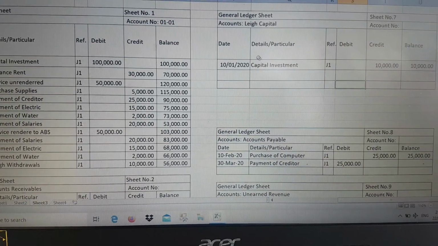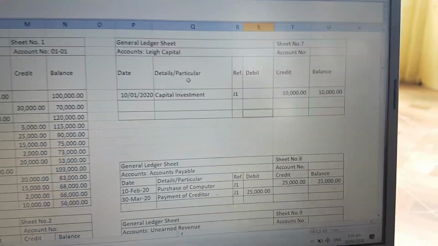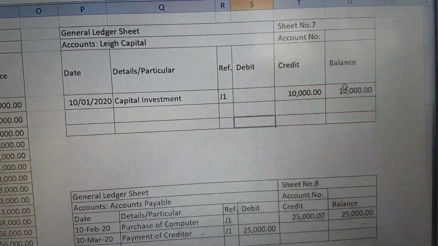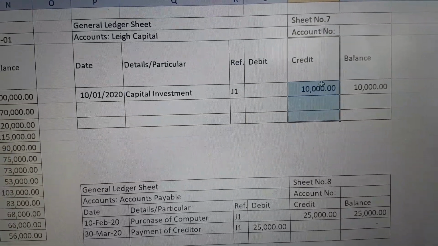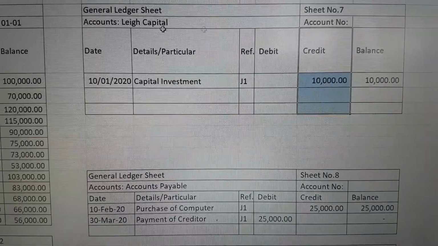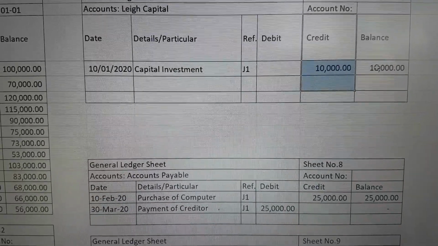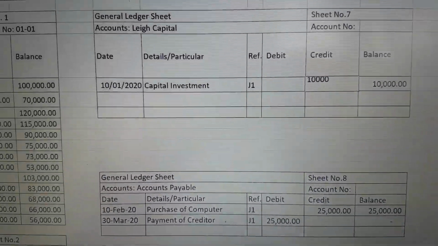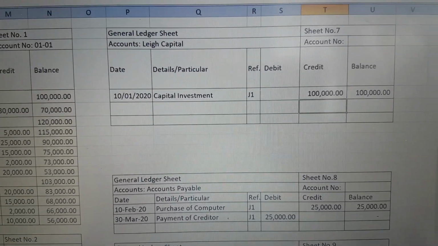Lay capital at how much? We have Lay capital also at 100,000. But take note, it's a credit. Why? Because capital is an equity, and we said that the normal balance of equity is a credit. So we have now 100,000. Okay? We have 100,000.